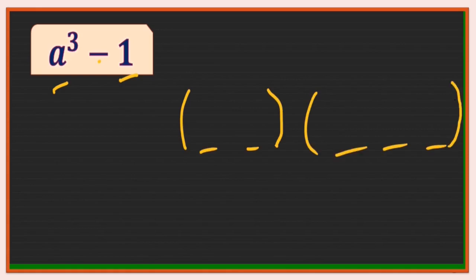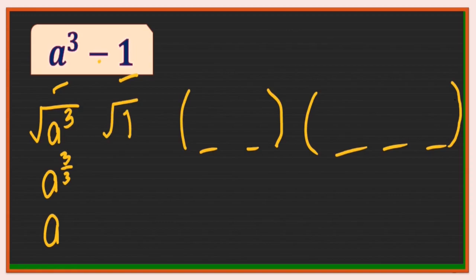Let's determine first the cube roots of the first and second term. The cube root of a cubed is a to the power of 3 over 3, so that is a to the power of 1, or simply a. The cube root of 1 is simply 1. So the first term in the first factor is a, and the second term of the first factor is 1. And copy the sign of the given, minus.